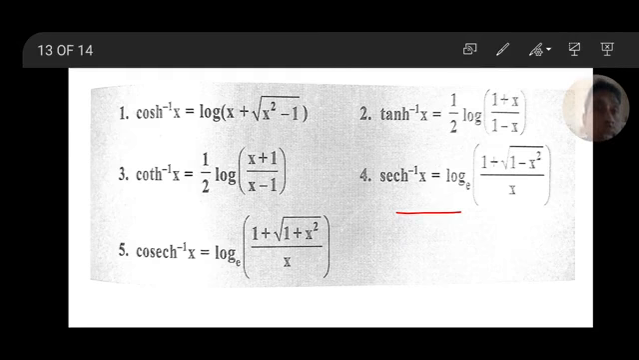In this class, we discussed hyperbolic functions. We defined and discussed properties of sinh of x, cosh of x, tanh of x, coth of x, sech of x, cosech of x, and some formulas: fundamental identities, then the 2x formulas and 3x formulas. Then inverse hyperbolic functions, sinh inverse x, cosh inverse x, tanh inverse x, coth inverse x, sech inverse x, cosech inverse x, and their formulas in terms of logarithm.